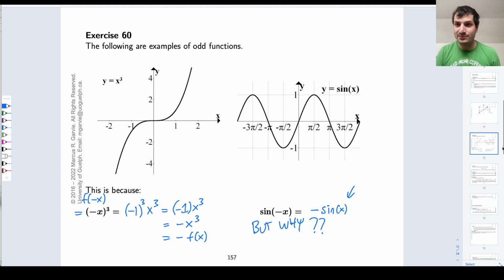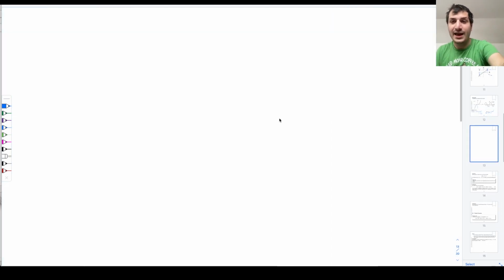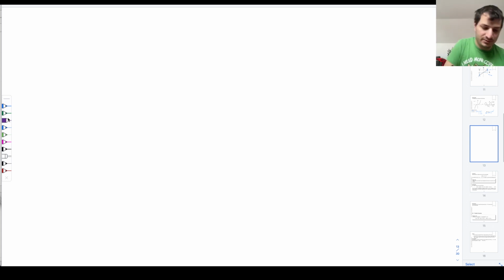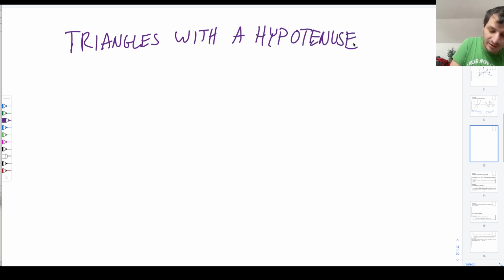So to do that, I'm going to draw some triangles. Let's do that. I'm going to add a page here, and we're going to draw some triangles. I'm going to look at triangles to make things a little bit simpler for us. I'm going to look at triangles that always have a hypotenuse of 1.